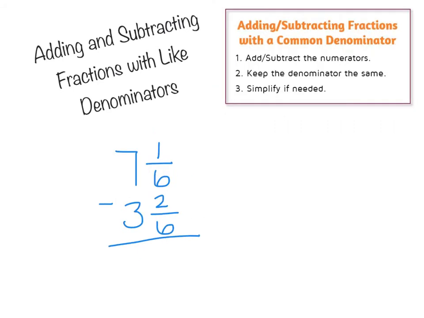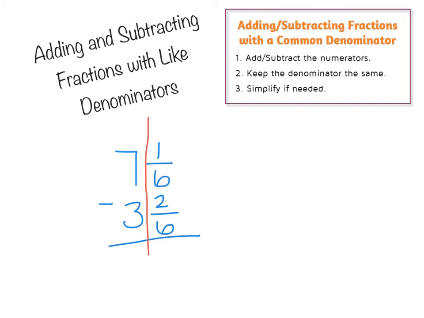Now I want to show you how to subtract a fraction with a like denominator. Just like how we added, you follow the same exact rules by subtracting the numerator, then keeping the denominator the same, and then simplifying if needed. So here's my subtraction problem. I have 7 1/6 minus 3 2/6. And again, I'm going to separate my fractions and my whole numbers.